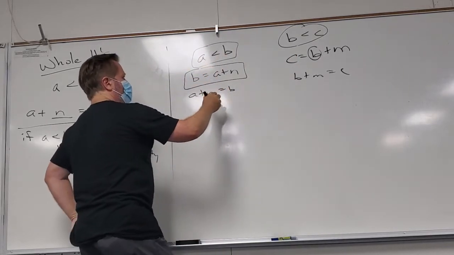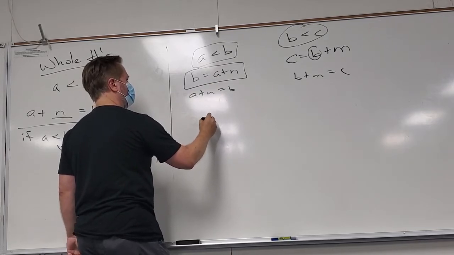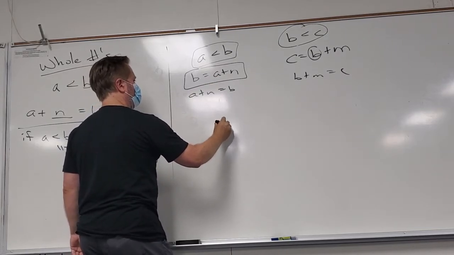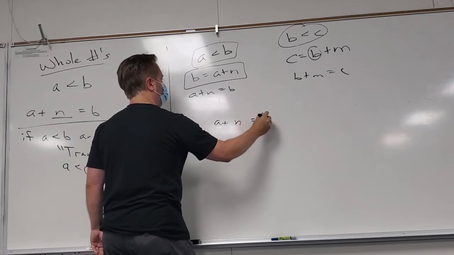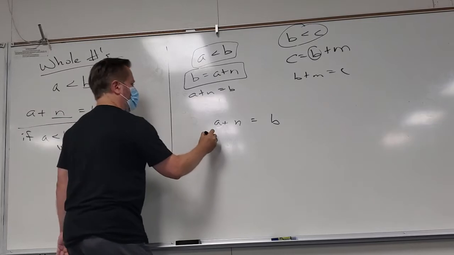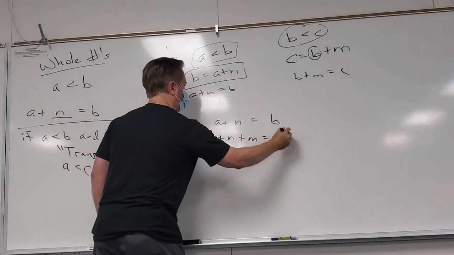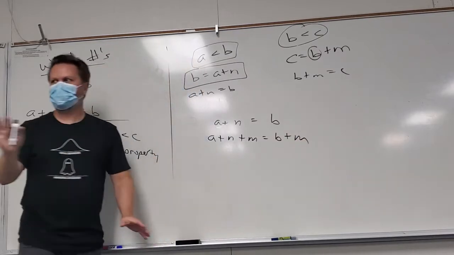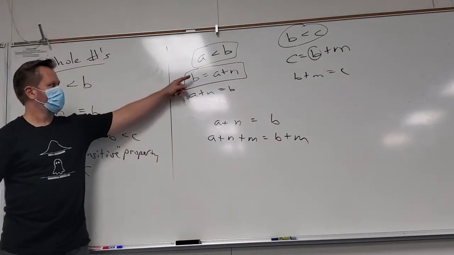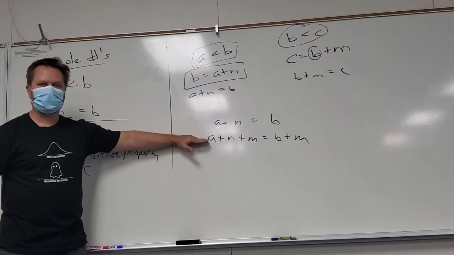And watch this. If I take A plus N equals B, right? And if I add M to both sides. All right, let me stop right there. Is everybody cool with that I just defined? Isn't A plus N equal to B? Is this then true also, what I just wrote here?